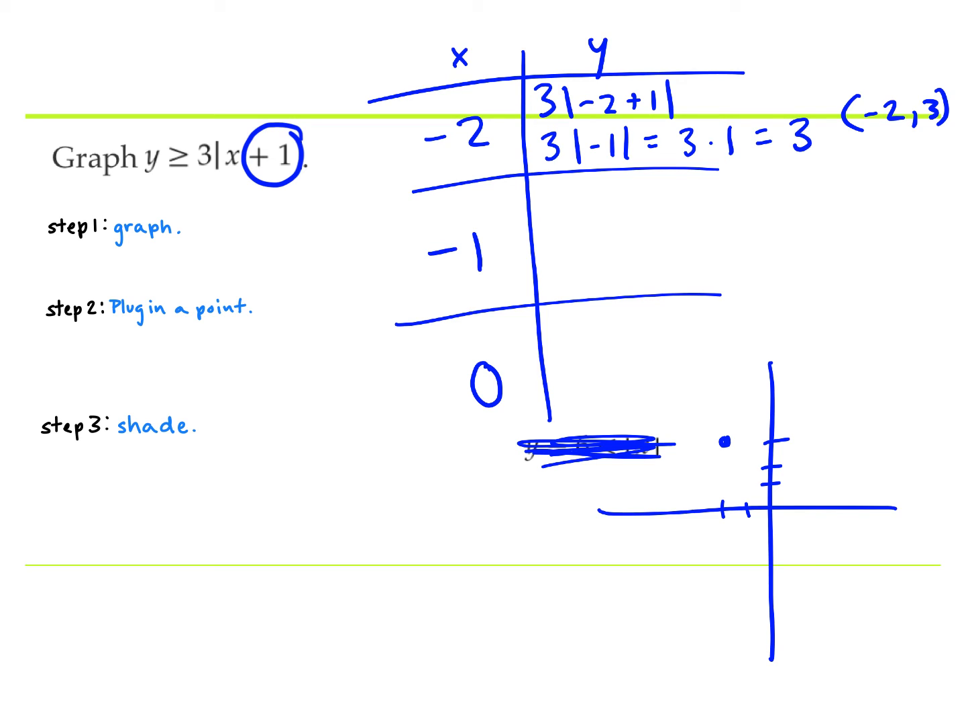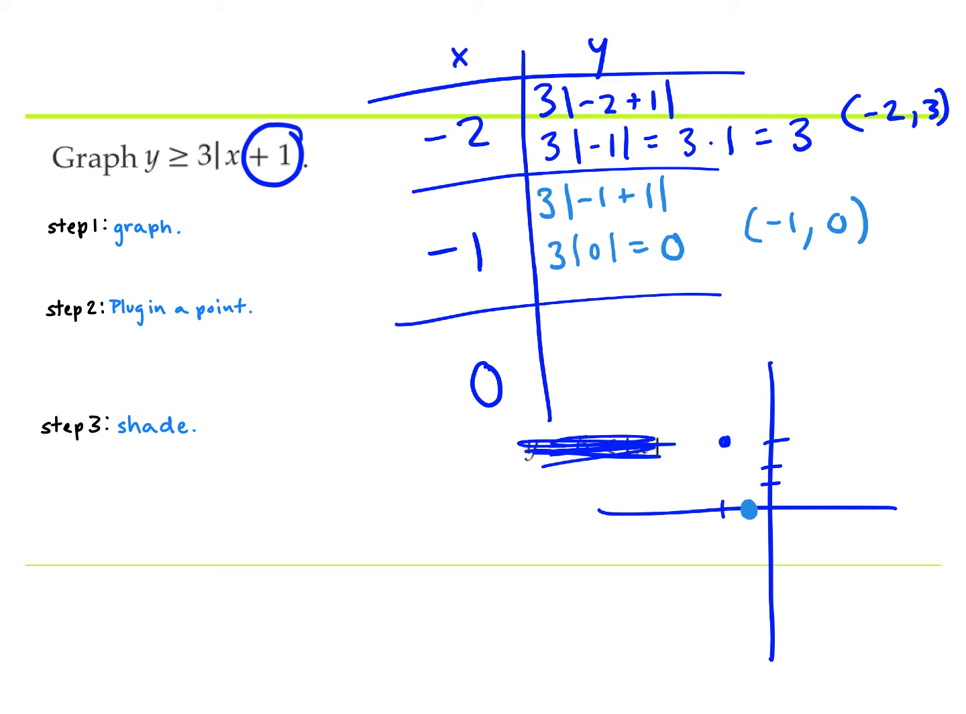Next, I'm going to plug in -1. So I have 3 times the absolute value of -1 plus 1. What's -1 plus 1? 0. And what's 3 times the absolute value of 0? 0. So I plugged in -1 and got 0. So go to the left to -1, stay on 0.